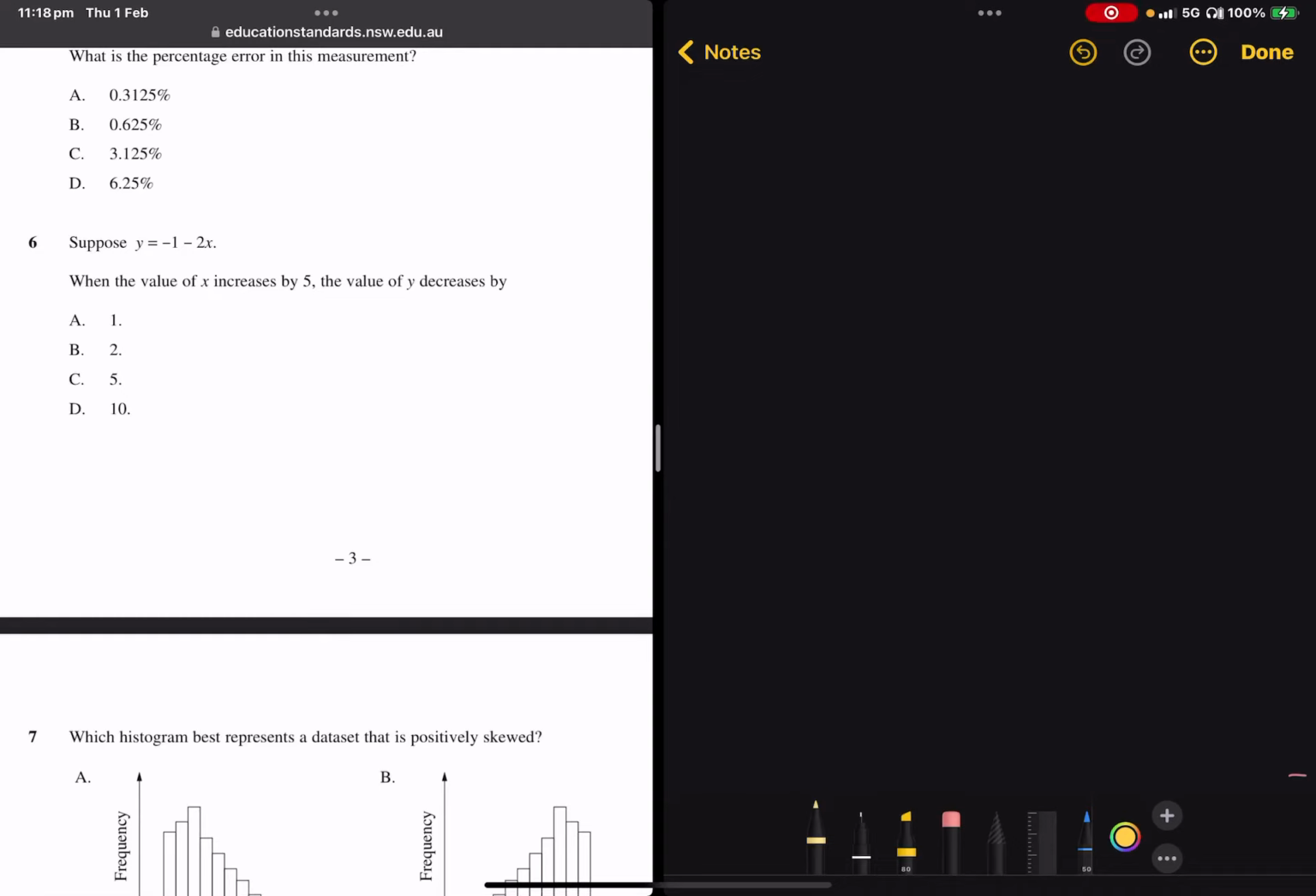Okay, so let's have a look at some more questions. This comes from the 2020 HSC Standard 2 Maths paper. So we have question 6. Suppose y equals -1 minus 2x. When the value of x increases by 5, the value of y decreases by what?